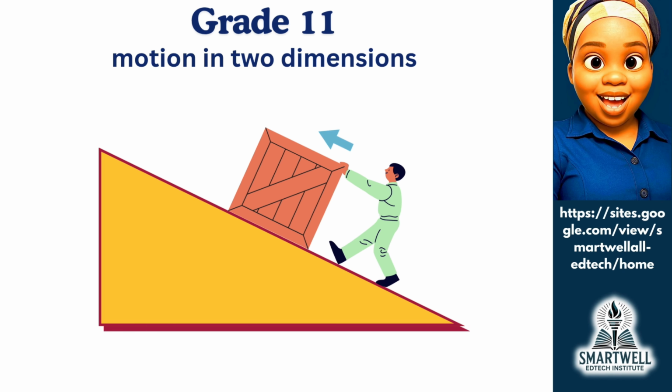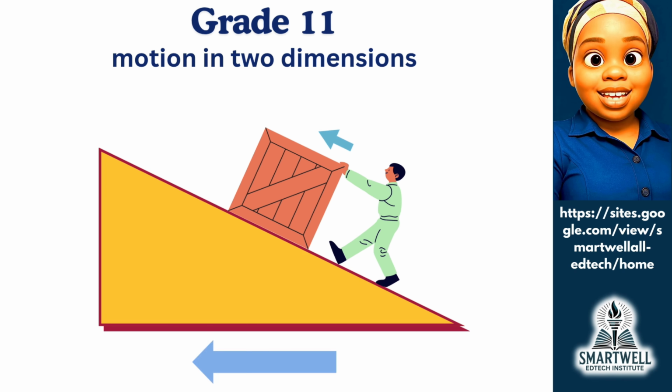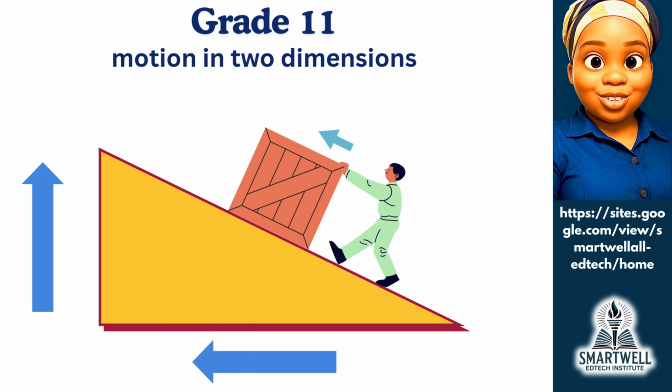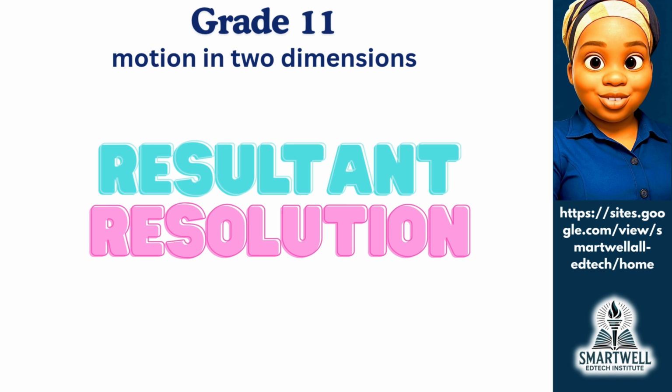This means motion happens in both the x direction and y direction. For example, when a man pushes a box up an incline, the force is no longer purely horizontal. Force has a horizontal influence and a vertical influence. So this vector acts in two dimensions. That is why in grade 11 we begin to talk about resultant vectors and resolving vectors into components.